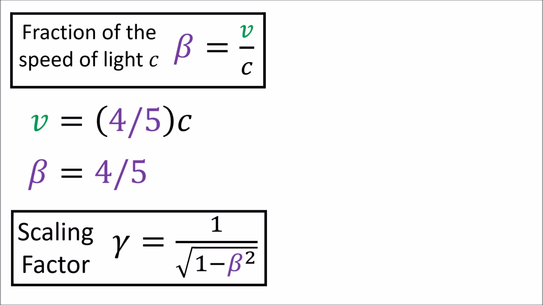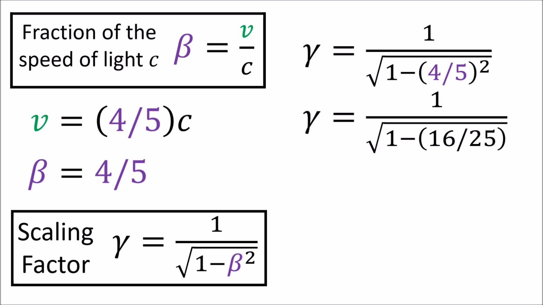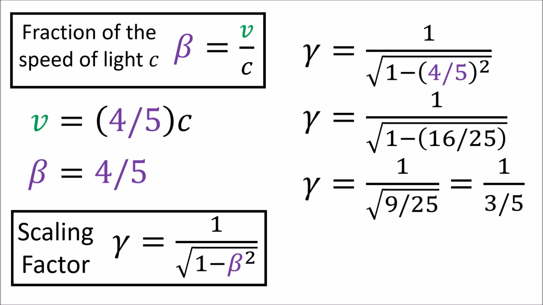We also need to figure out the scaling factor gamma for the Lorentz transformation. If we plug in beta equals 4/5, we get gamma equals 1 divided by the square root of 1 minus 4 over 5 squared. 4 over 5 squared is just 16 over 25, and 1 minus 16 over 25 is just 9 over 25. The square root of 9 is 3, and the square root of 25 is 5, so the square root of 9 over 25 is just 3 over 5. And finally, 1 over 3 over 5 is just the reciprocal 5 over 3, so gamma equals 5 over 3 in this case.